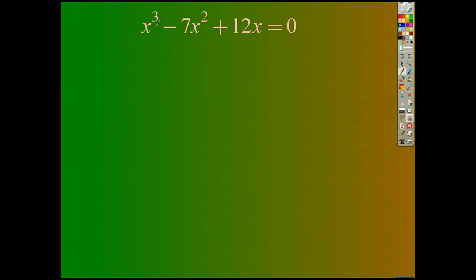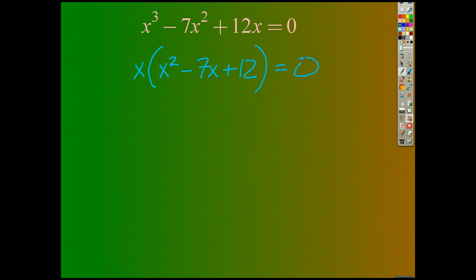All right. Well, hopefully you had a chance already, and if maybe you're just trying to see if you got it right, or maybe you got stuck, that's fine too. So let's go ahead. The first thing I'm going to look for is that I can definitely pull an x out from all of this. So I get x squared minus 7x plus 12, and then this is equal to 0.